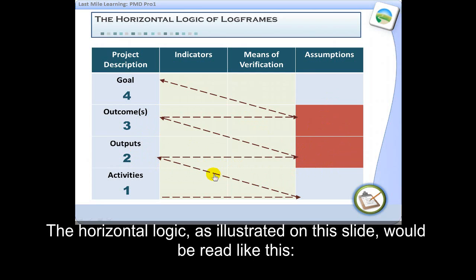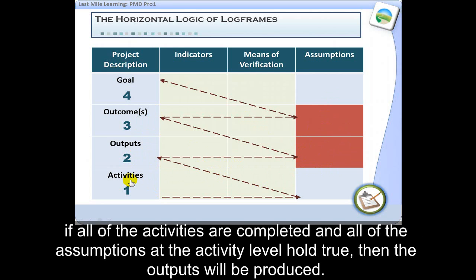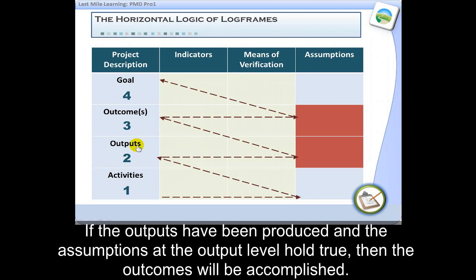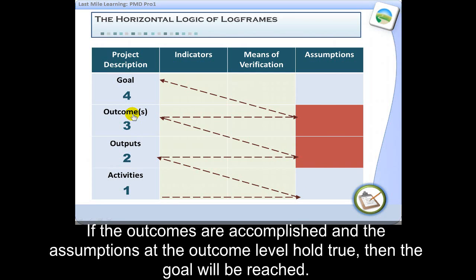The horizontal logic, as illustrated on this slide, would be read something like this. If all of the activities are completed and all of the assumptions at the activity level hold true, then the outputs would be produced. If the outputs have been produced and the assumptions at the output level hold true, then the outcomes will be accomplished. If the outcomes are accomplished and the assumptions at the outcome level hold true, then the goal will be reached.